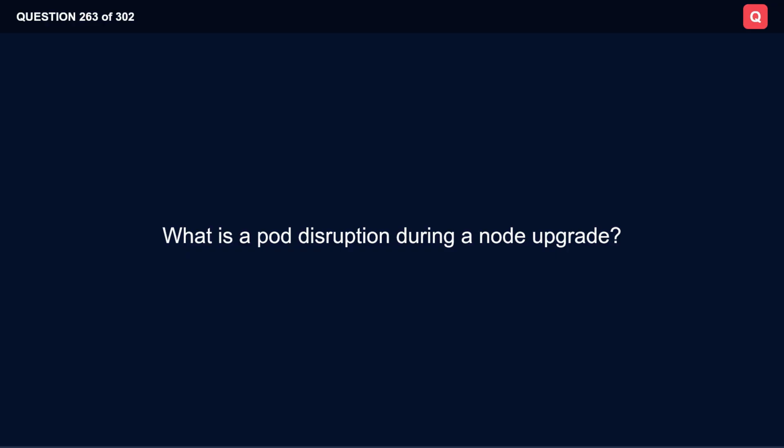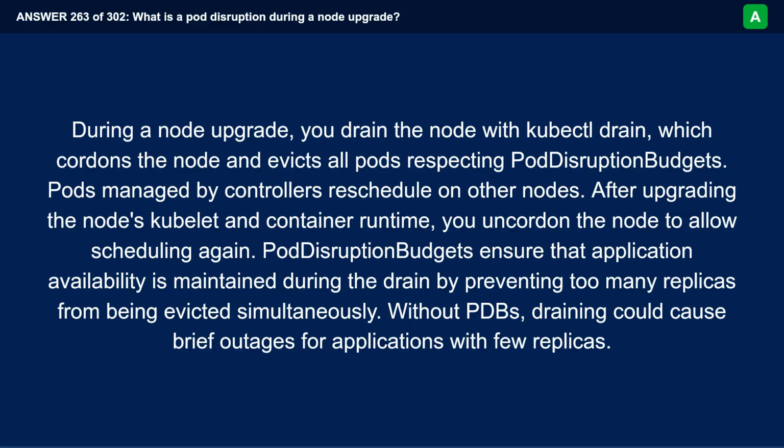What is a pod disruption during a node upgrade? During a node upgrade, you drain the node with kubectl drain, which cordons the node and evicts all pods, respecting pod disruption budgets. Pods managed by controllers reschedule on other nodes. After upgrading the node's kubelet and container runtime, you uncordon the node to allow scheduling again.